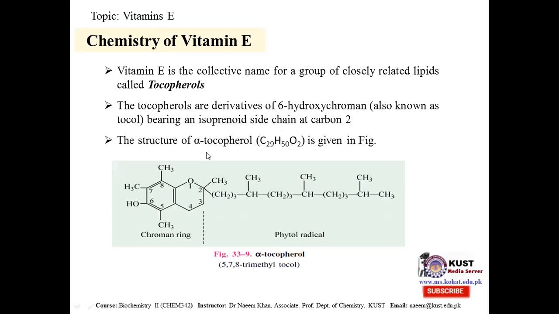The structure of alpha tocopherol is, look at this. This is the 6-hydroxychromene ring, and we have a side chain at carbon number 2. This side chain is made up of isoprenoid units, three isoprenoid units linked together. This is alpha tocopherol. This structure can be traced in the fundamental biochemistry textbook. So vitamin E is a name given to a group of compounds related to lipids. They are called tocopherols, and these tocopherols are derivatives of 6-hydroxychromene, also known as tocol. And tocol has an isoprenoid side chain at carbon number 2. The structure of alpha tocopherol is very commonly this one.